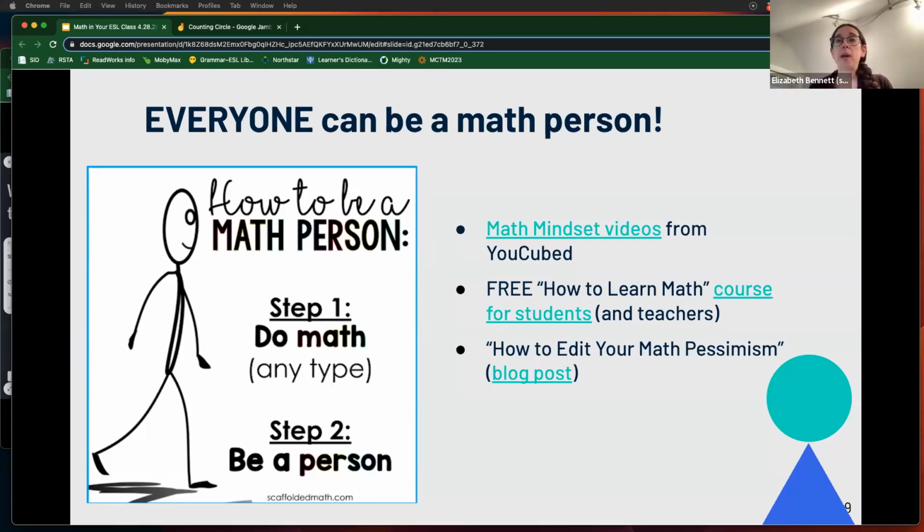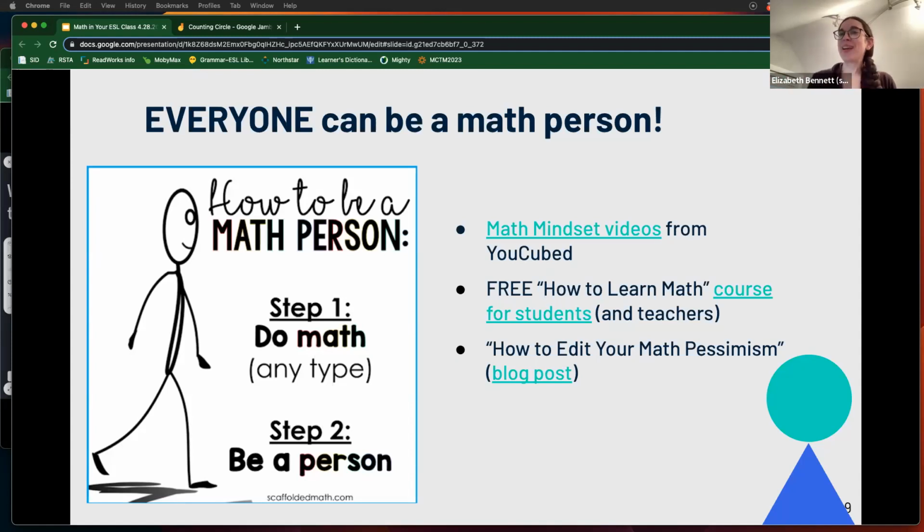From that same organization, there is a free online course on how to learn math. It's directed towards students, and they do have another one directed towards teachers. That one, unfortunately, is not free, but I learned a lot just from taking the student course. And then this was a cute little blog post that you can check out later.